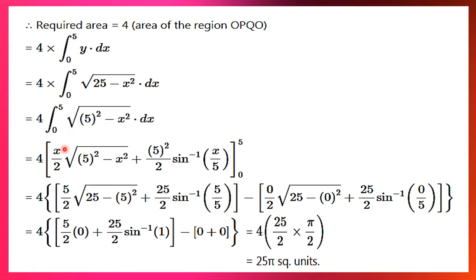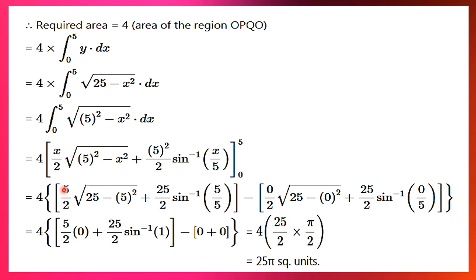Now, the integral is x by 2 into root of a square minus x square plus a square upon 2 into sine inverse x upon a. We substitute in place of a, we have 5 here. So, x by 2 into root of 5 square minus x square plus 5 square upon 2 into sine inverse x upon 5, and limits. Now, 4 into 5 upon 2, that is, we apply the upper and lower limits and subtract.